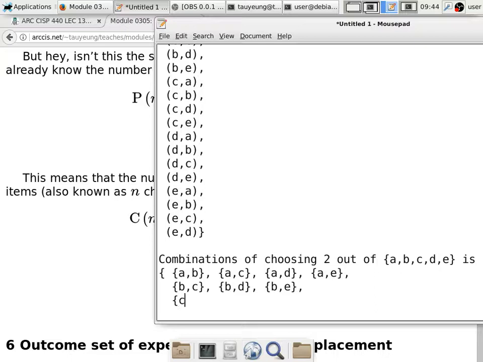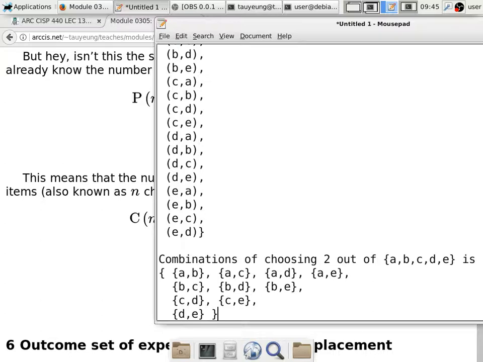Then we move on to C. I cannot have CA anymore. I cannot have CB anymore because those sets are already listed here. CC doesn't make any sense because it is without replacement. So CD is the next one. And then we have CE. And then we move on to D. D doesn't have a whole lot of choice anymore because DC, DB, DA, we cannot use those anymore. DD doesn't make any sense. So we only got DE left. This is the set of combinations of choosing two things out of A, B, C, D, E as a set.